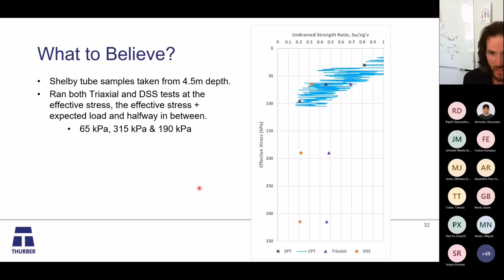So if I come back and I'm looking at my undrained strengths, what we've done is we've got an estimate of undrained strengths from the SPT. We've got an estimate from CPT, and then we've done triaxial in the purple triangles, and we've done DSS. So we've taken Shelbys from 4.5 meter depth, so that's this layer here. And we've run both these triaxial and DSS, and we've taken them at the effective stress. So that would be those tests. The expected load, so that's way down here, and then halfway in between.